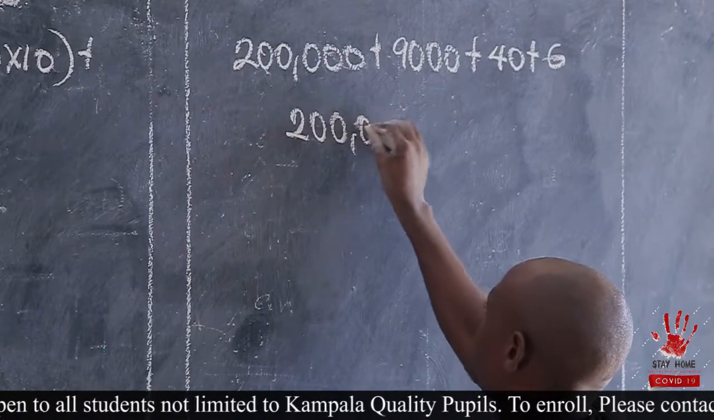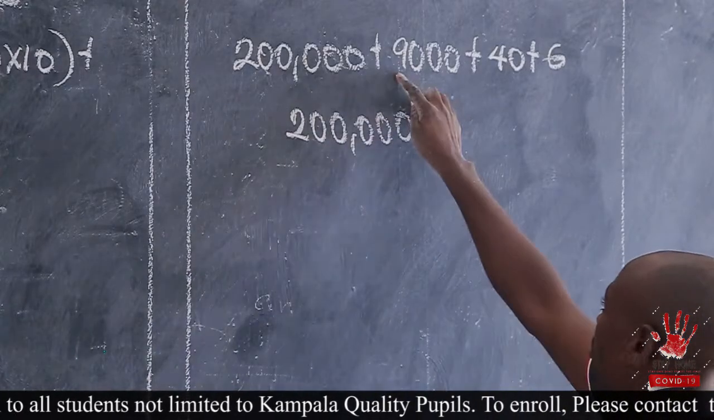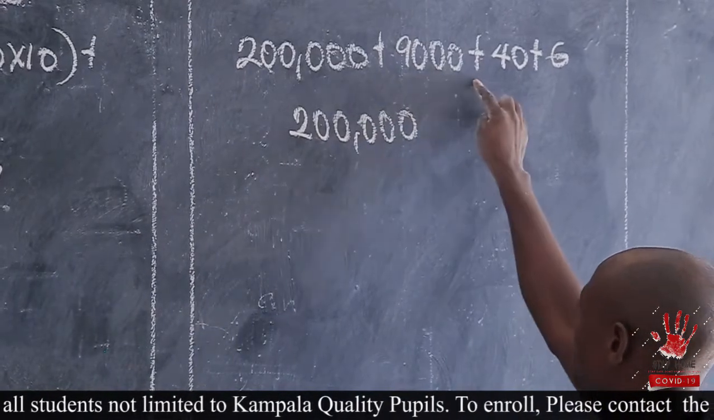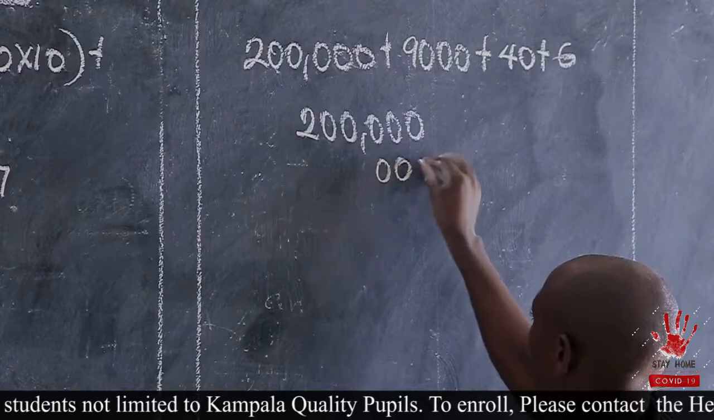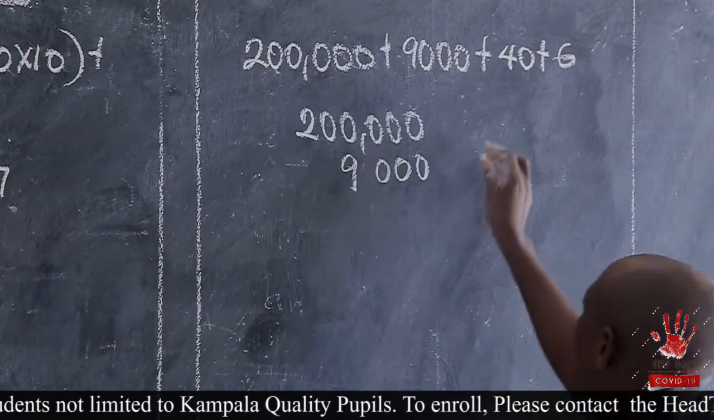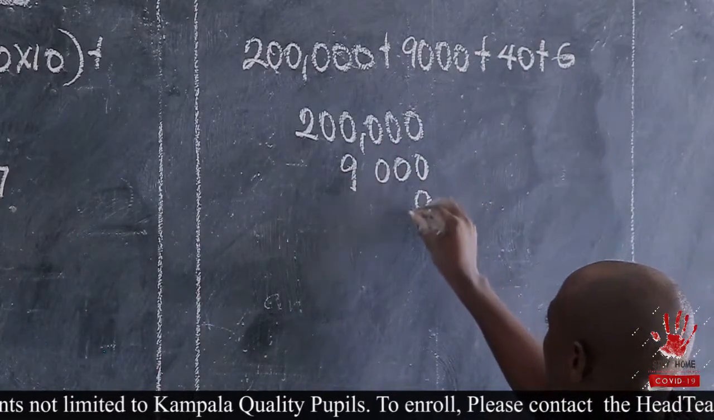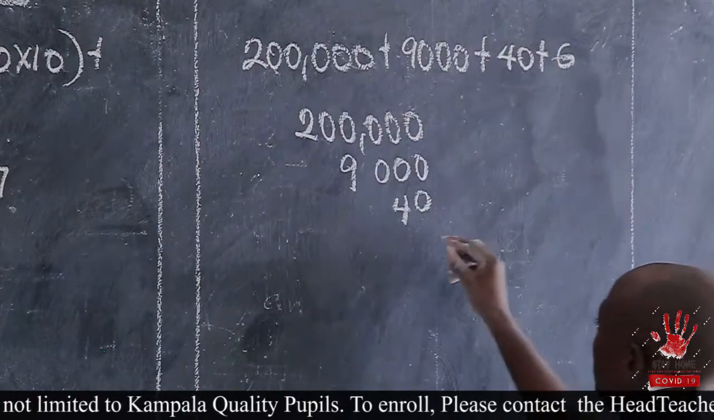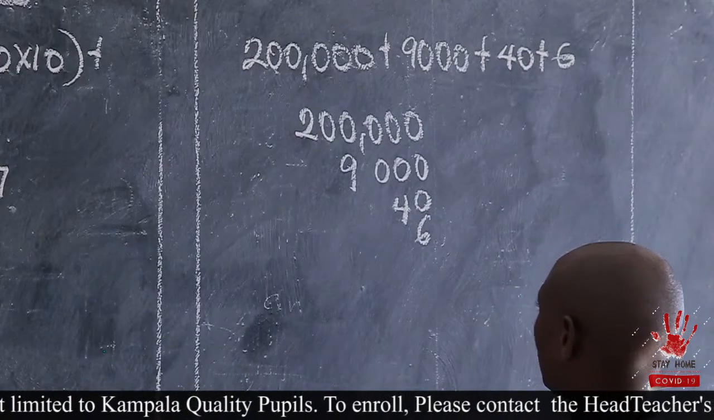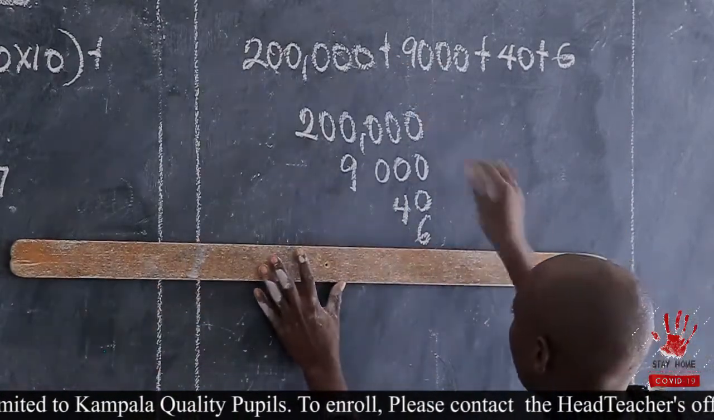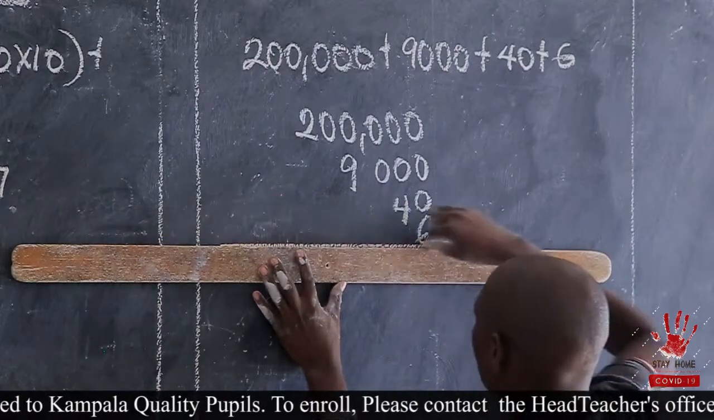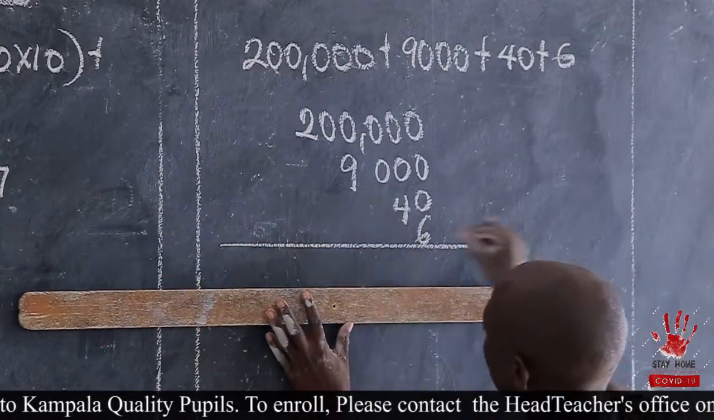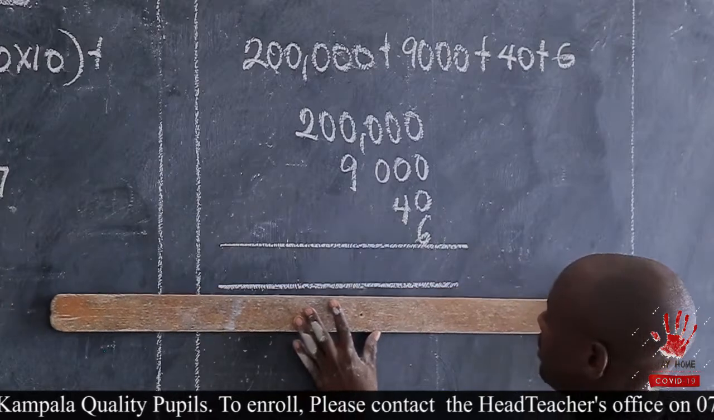Then you arrange vertically. 200,000. Add on 9,000. Then plus 40. And finally, 6. And what are we doing? We are adding, to get the number which was expanded to give us that number.